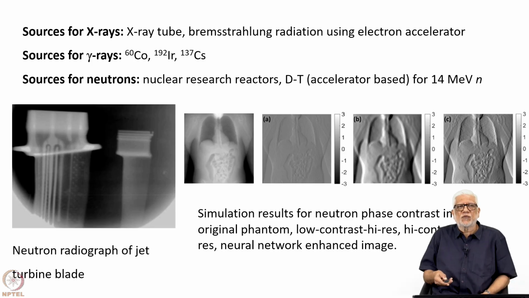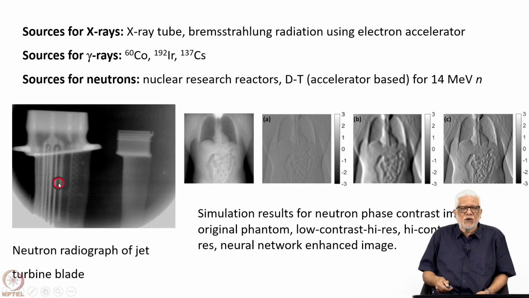The sources of X-rays, of course, are the X-ray tube, but also Bremsstrahlung radiation using an electron accelerator. Sources of gamma rays are cobalt, iridium, and cesium-137. Of course, there are advantages in using Bremsstrahlung radiation because the electron accelerator can be switched on and off, whereas the radioactive source can't be switched off. There are sources for neutrons that are either nuclear research reactors or the DT reaction, which is accelerator based, for producing 14 MeV neutrons.